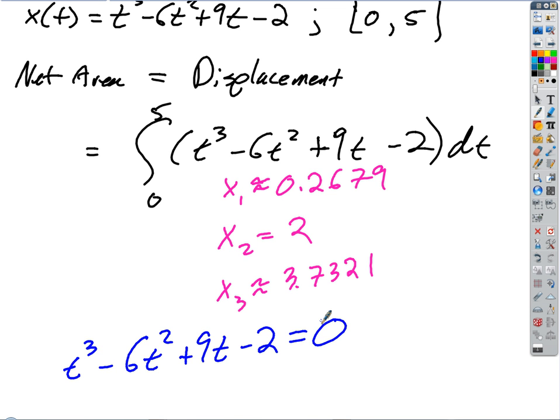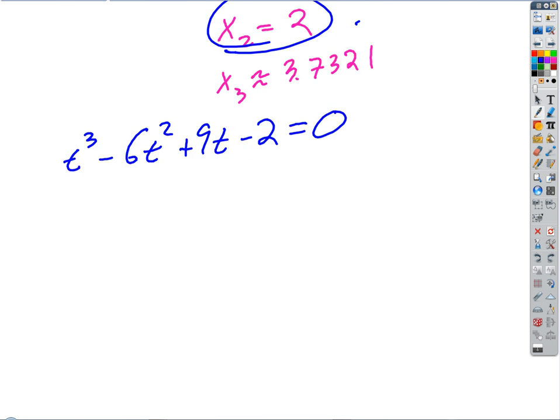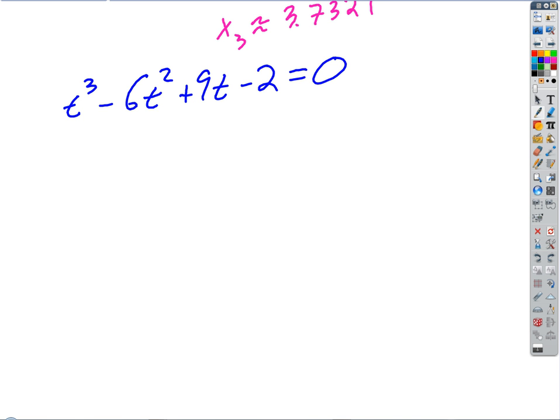And these are the places where it happens. But this is nice. One of those is an integer, right? Now, how do we normally find zeros of polynomial functions? What's our strategy? Factor, right?